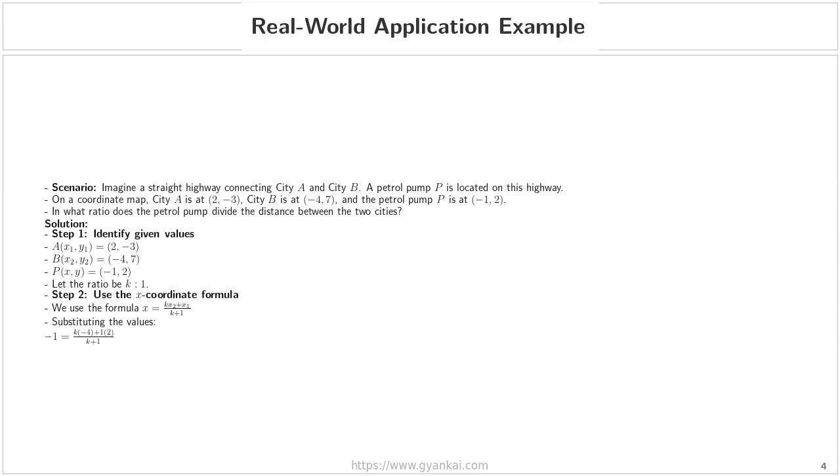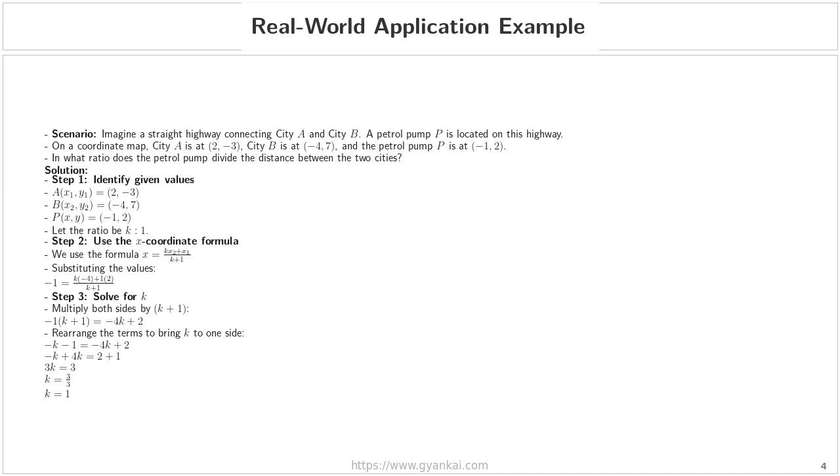The formula is x equals the quantity k times x sub 2 plus x sub 1, all divided by the quantity k plus 1. Substituting our known values, we get -1 equals the quantity k times -4 plus 2, all divided by the quantity k plus 1.